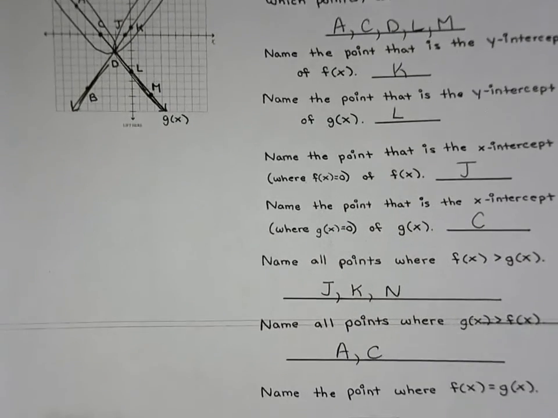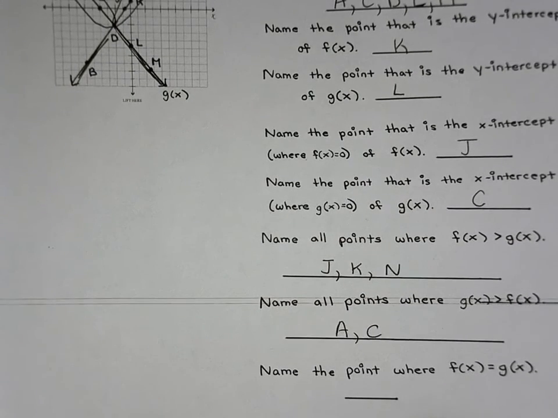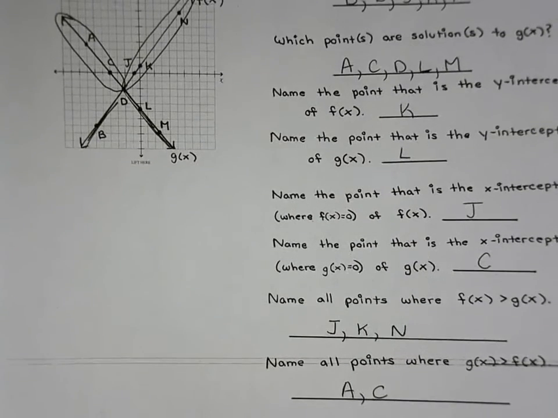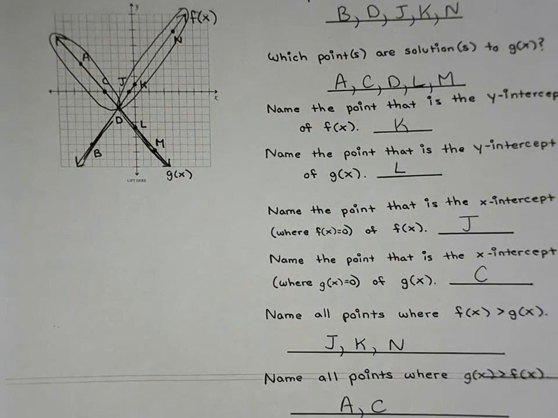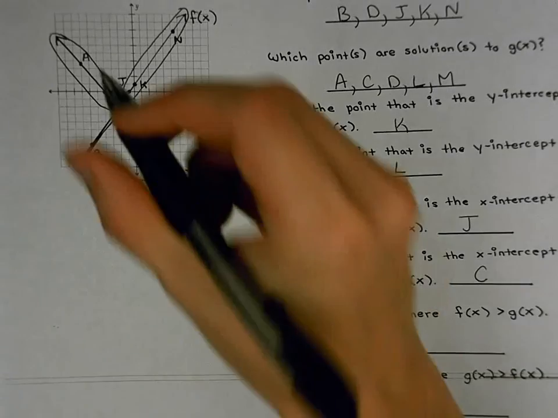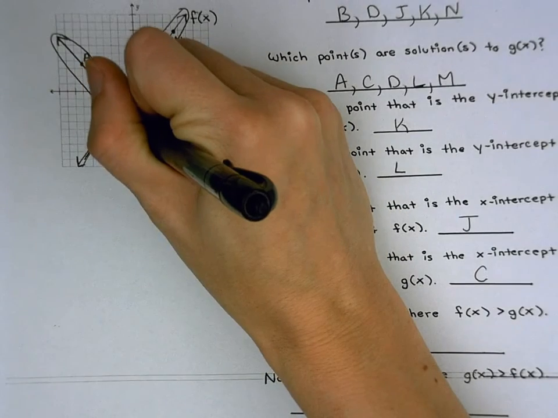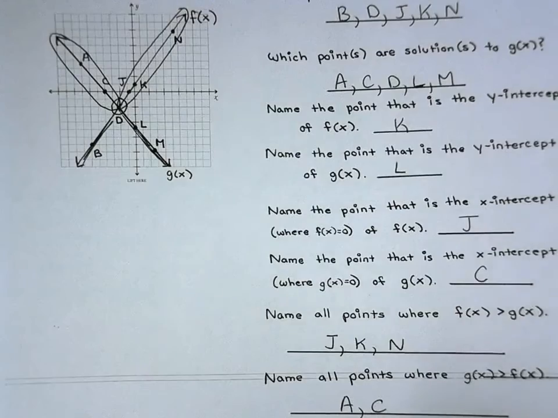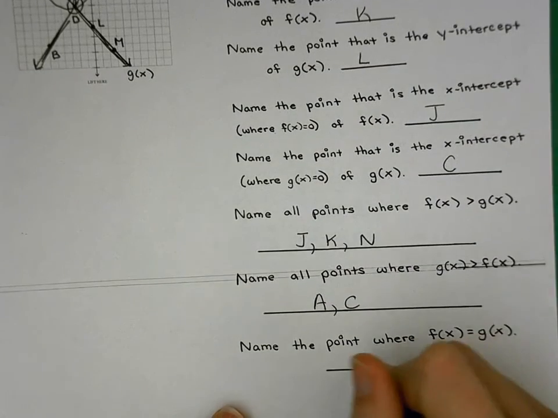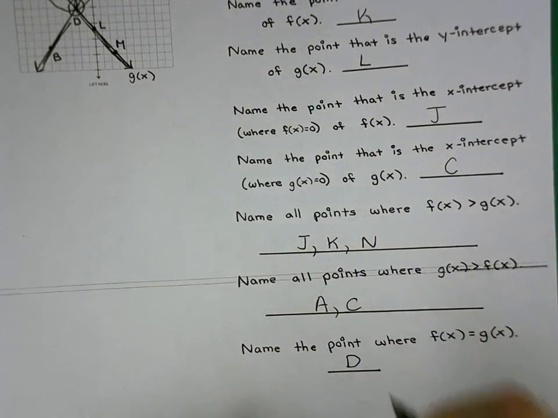Okay, last one. Name the point where f of x equals g of x. See if you can give that one a shot. Where does f of x equal g of x? Okay, f of x equals g of x at their intersection, which is right here at D. And there you go.